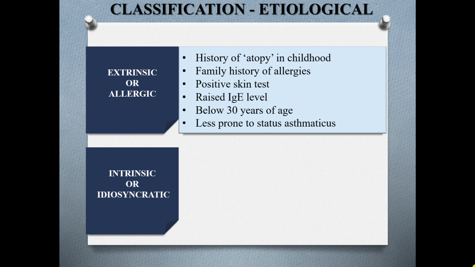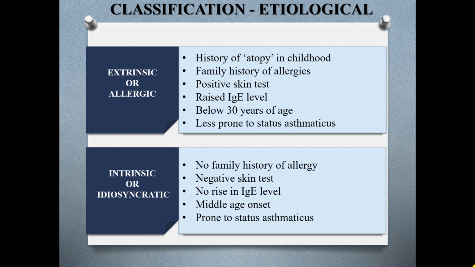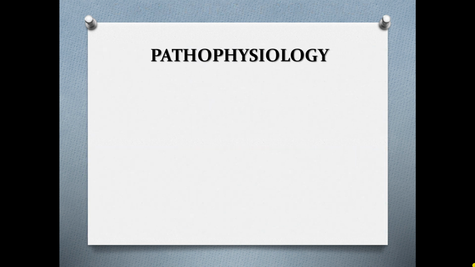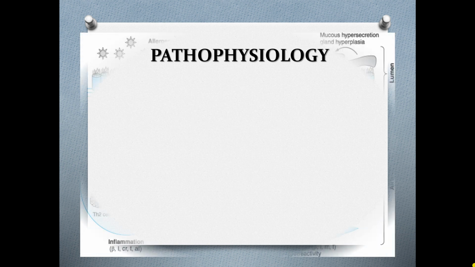It usually starts below 30 years of age and the patient is less prone to status asthmaticus, which is the severe form of asthma. While in intrinsic asthma, there is no family history of allergy, skin test is negative, there is no raised IgE level, usually middle age onset is there, and these patients are more prone to development of status asthmaticus. Now we start with the pathophysiology.